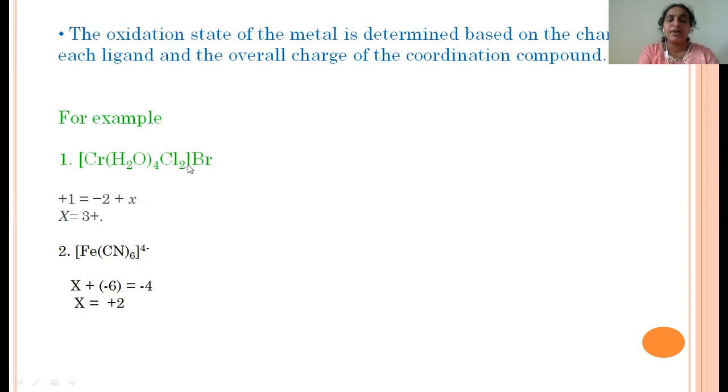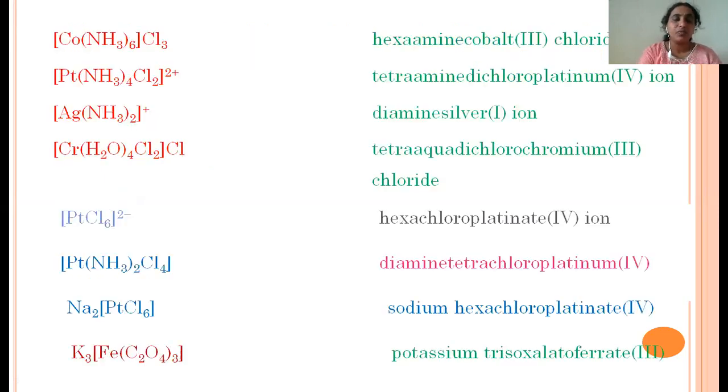3 monodentate negative ligands are present, so -3. Therefore, chromium will get a +3 charge. Like that, we can calculate any metal oxidation number in a coordination complex. After calculating, we have to write the complex. While writing the IUPAC nomenclature, we write the oxidation number in brackets, represented as a Roman numeral.